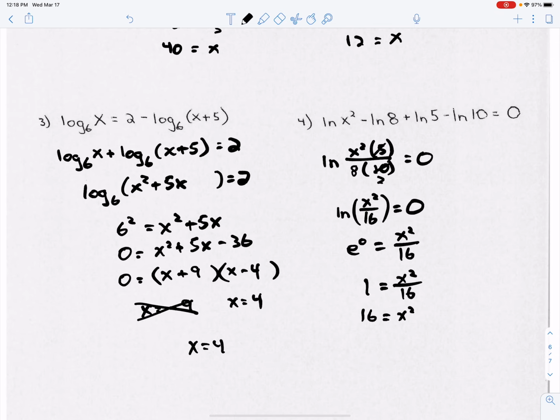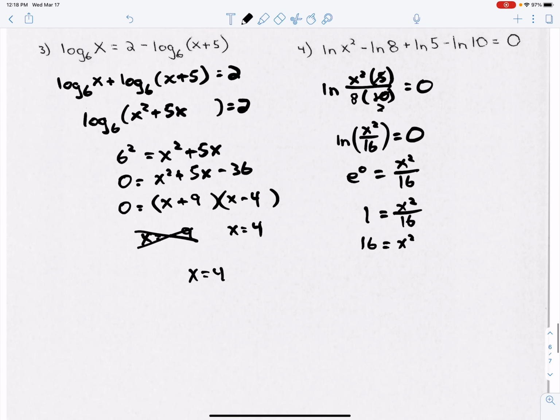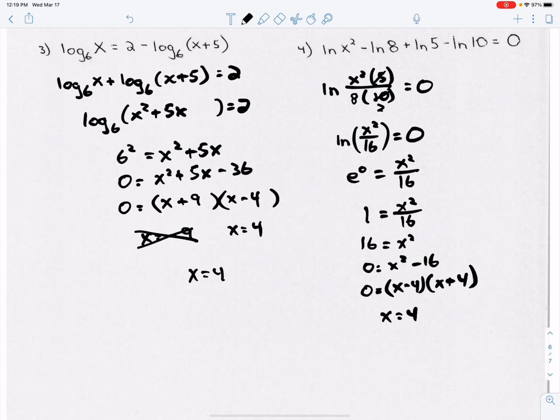Now, a lot of people will do this by taking the square root. I've always recommended you not. I suggest you set it equal to 0. Factor. So we have x equals 4 and x equals -4.